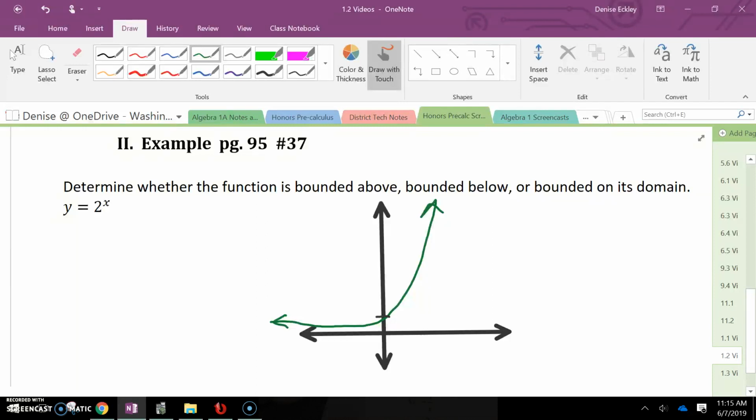Now, you can break that up. It could just be bounded above, which means for any x value, there is a largest y value that can be used, and you cannot go past that y value. So bounded below is just the opposite. There is a minimum y value for any x, and there aren't any other y values below that one.